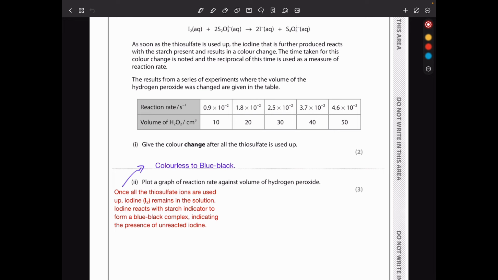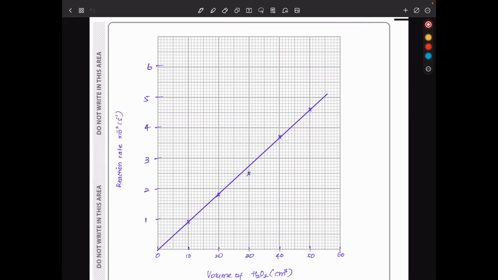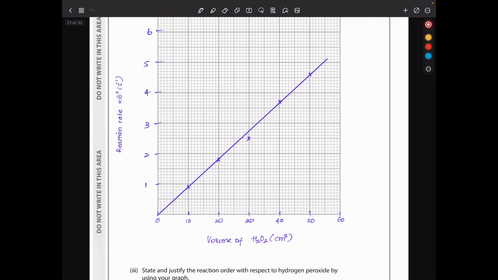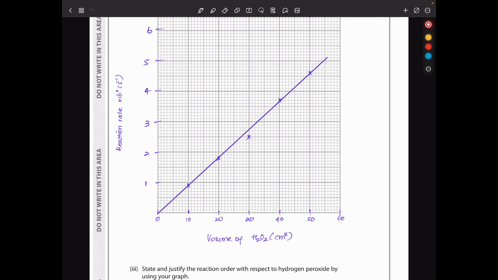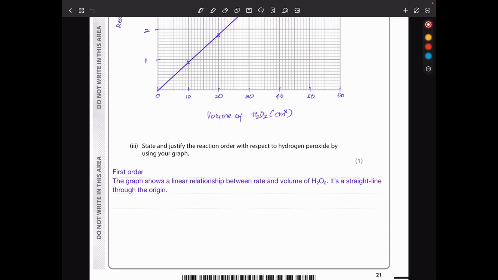Then plot the graph of reaction rate against volume of hydrogen peroxide. So I use the results from the previous table. On the vertical axis, we have reaction rate times 10 to the power negative 2, per second. And on the horizontal axis, we have volume of hydrogen peroxide in centimeters cubed. I had 5 points, and a straight line through the origin, going through the other 4 points. They say state and justify the reaction order with respect to hydrogen peroxide by using the graph. This is first order because it's a straight line going through the origin.